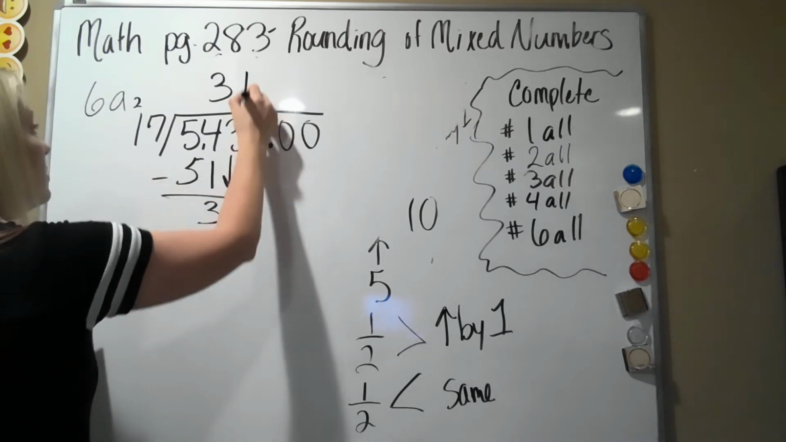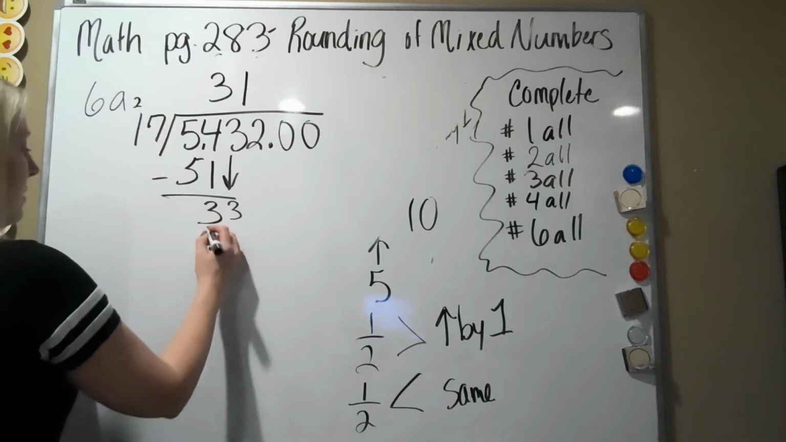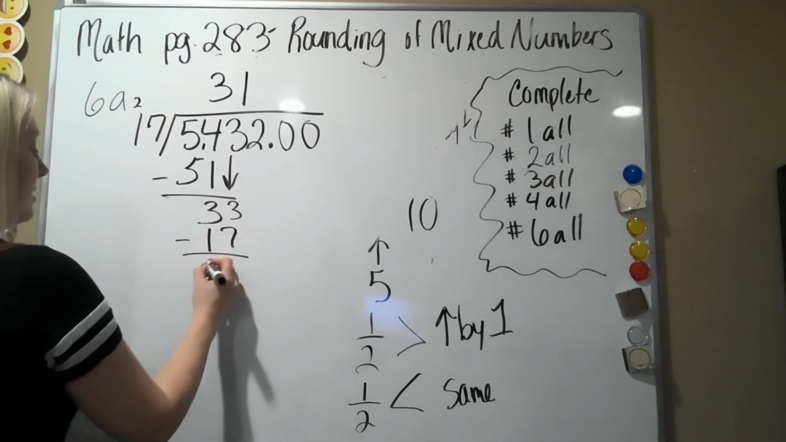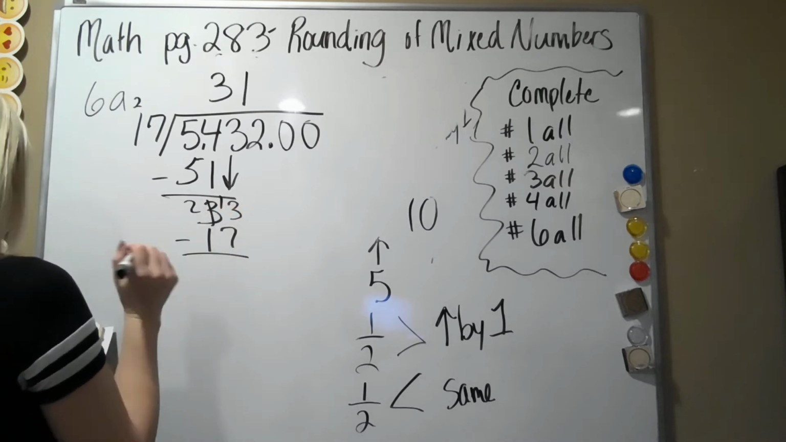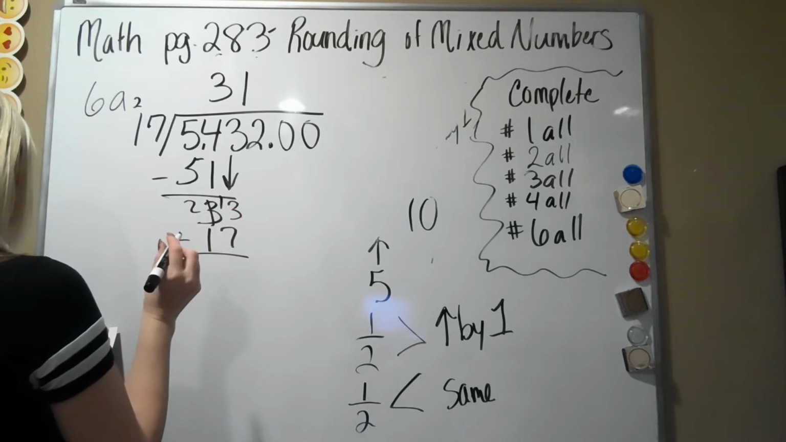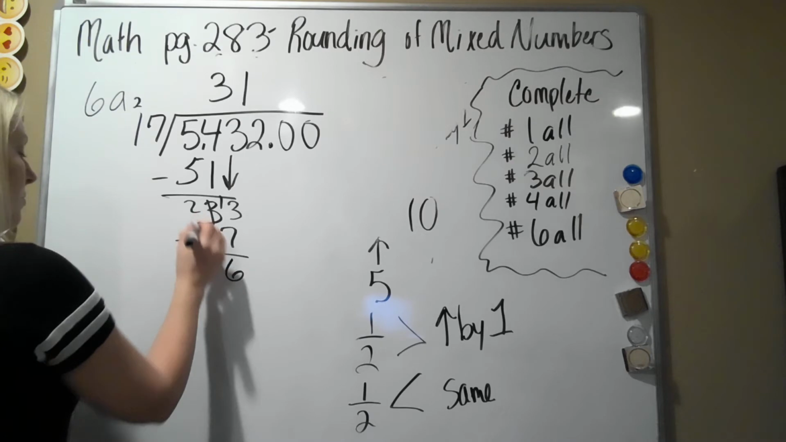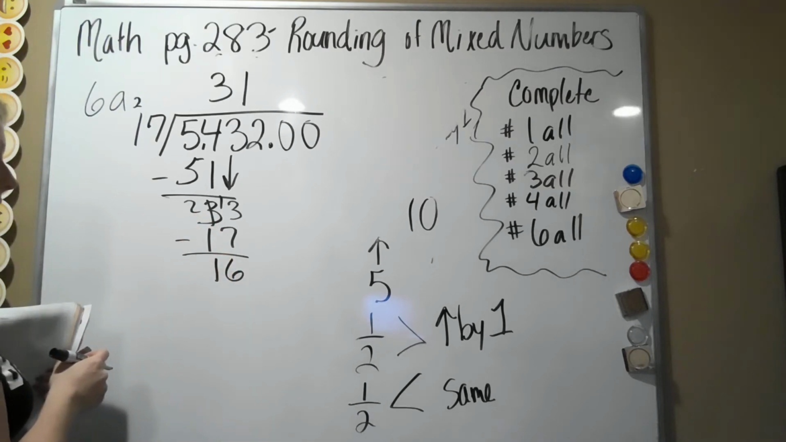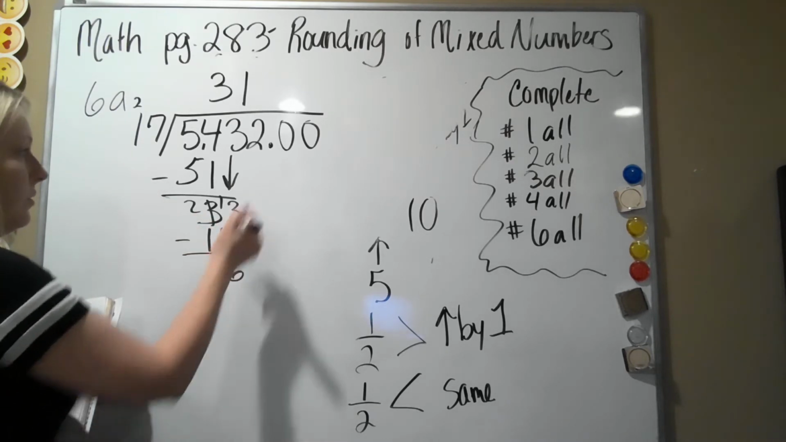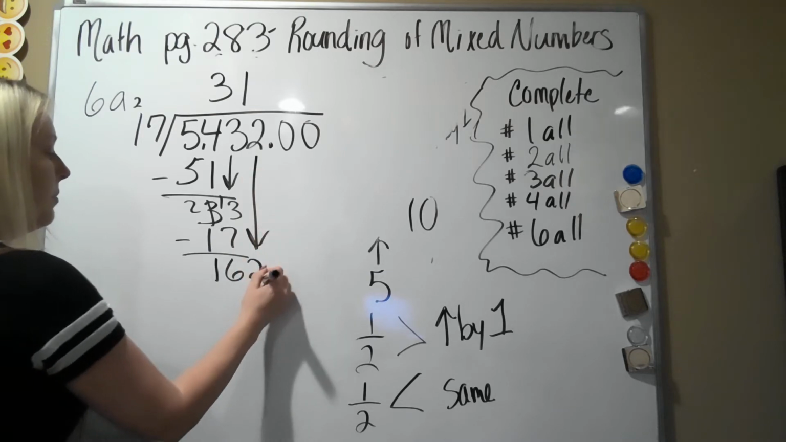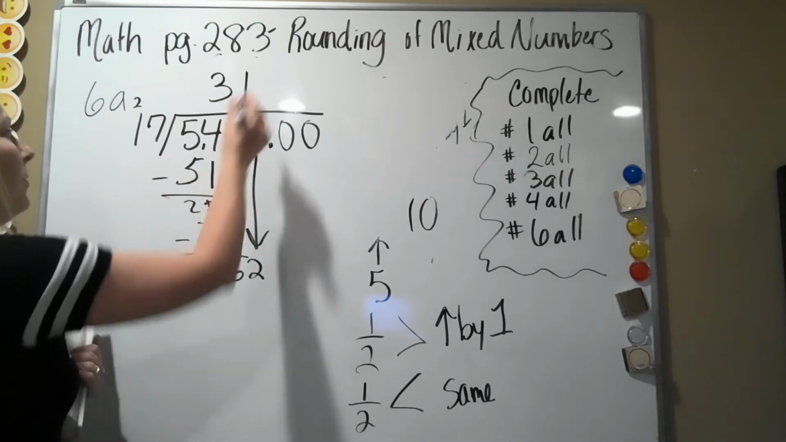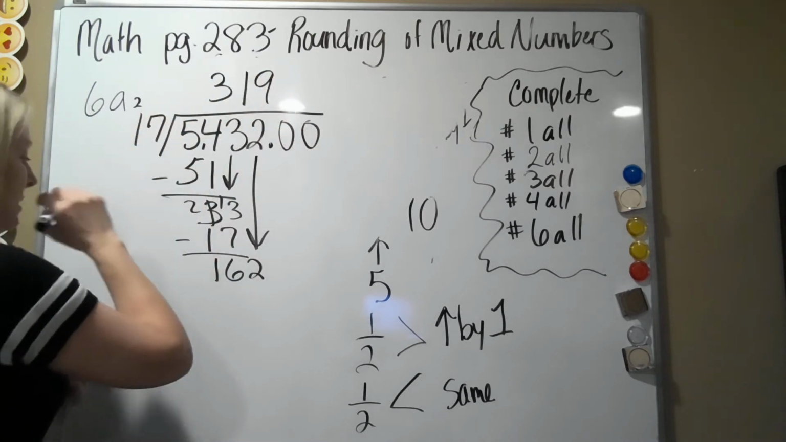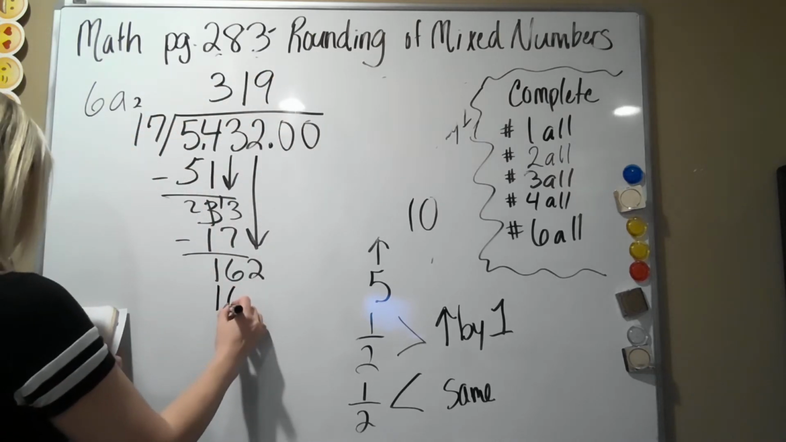17 goes into 33 1 time. 1 times 17 is 17. I subtract. I get my 16. 17 can't go into 16, I'm good. Bring down my 2. 17 goes into 162 9 times. 9 times 17 is 153.